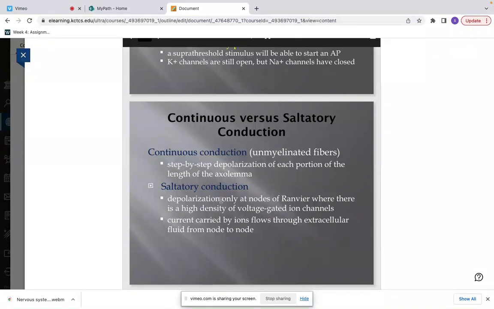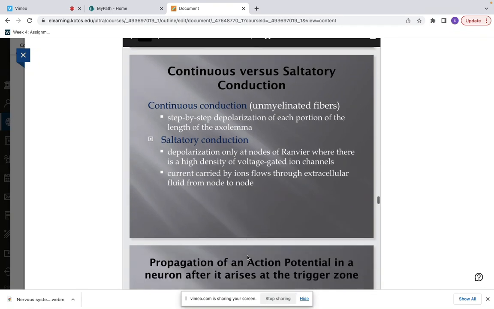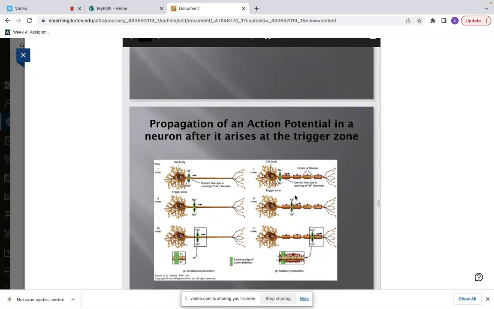So depolarization only occurs at the nodes of Ranvier where there's a high density of voltage-gated ion channels. So the current carried by ions flows through extracellular fluid from node to node. Okay, I'll show you this. This is the nodes of Ranvier. This is where myelin occurs. This is where myelination is present. And when myelin is present, this is where action potential conduction can occur. It's due to the presence of these voltage-gated potassium and sodium channels.